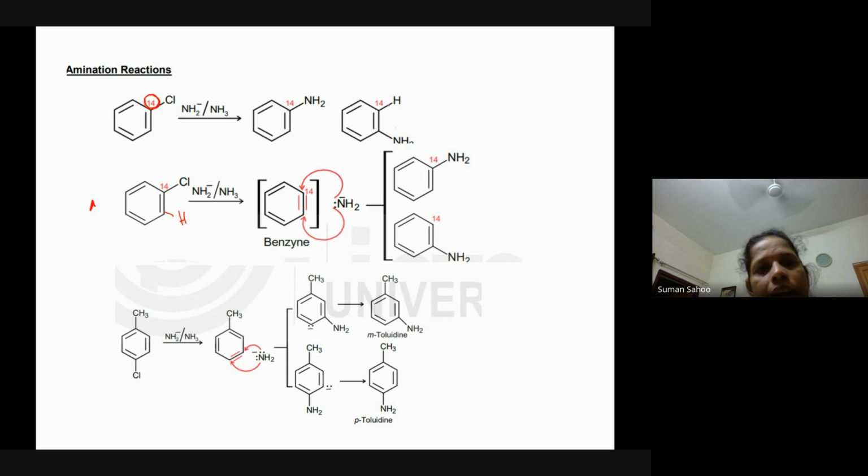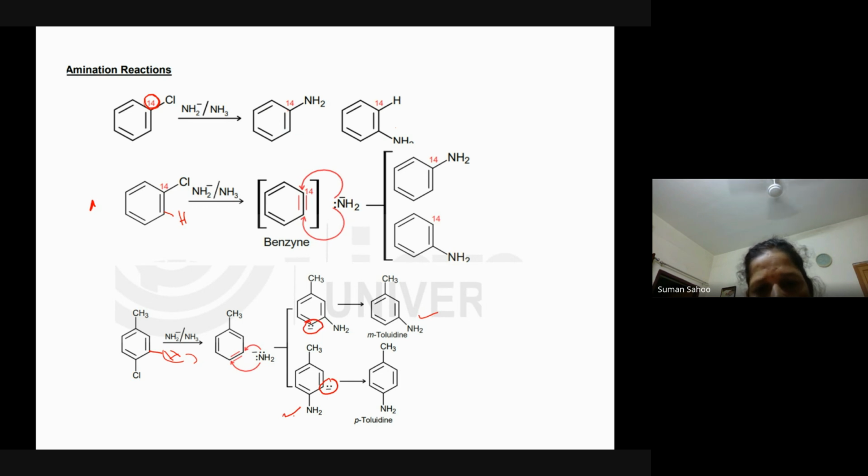There cannot be any other type of reaction in which you would get an equal mixture like that. So you cannot get any other mechanism which can explain this one. Again, in this case, this is the only hydrogen that can be removed, either from this side or this side, giving you this benzyne intermediate. Now this amide can attack this side, resulting in metatoluidine, or it can attack this side, resulting in paratoluidine. So it depends on the stability of the carbanion intermediate formed.